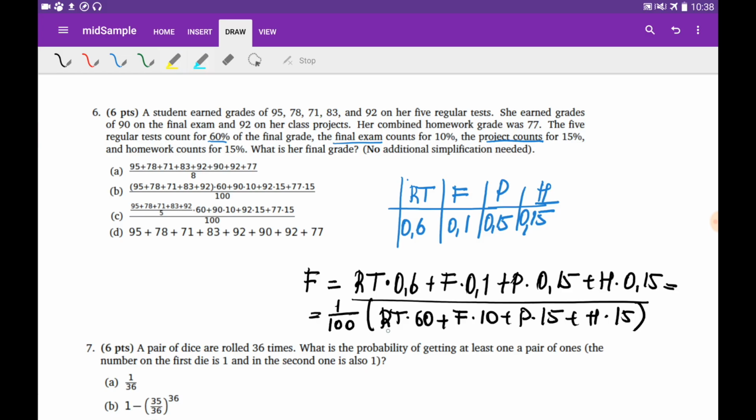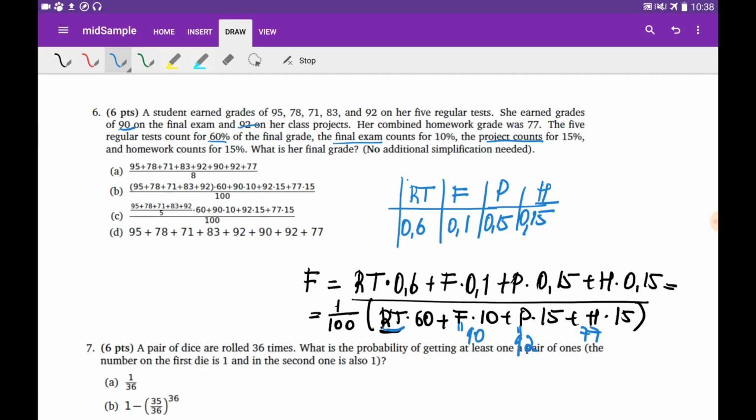So it is already given that her result for the final exam is 90, and the result for her class project is 92, right? It's already given, and the homework is already given. It is 77. So the only thing which is not given is the regular test.